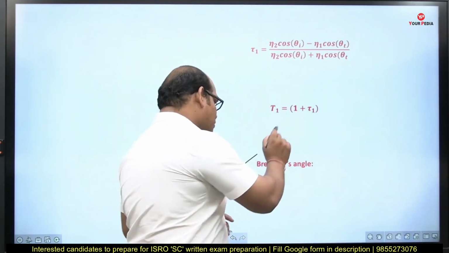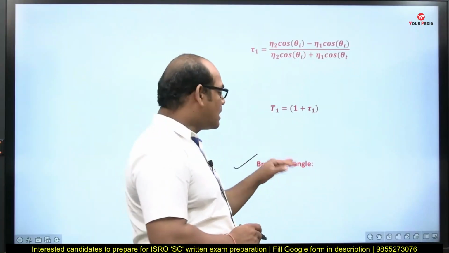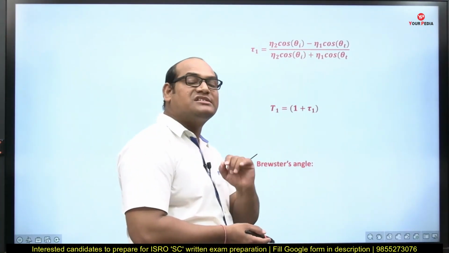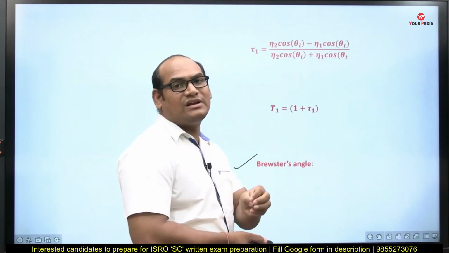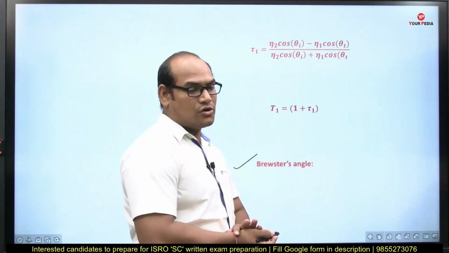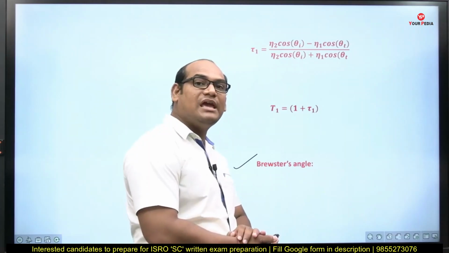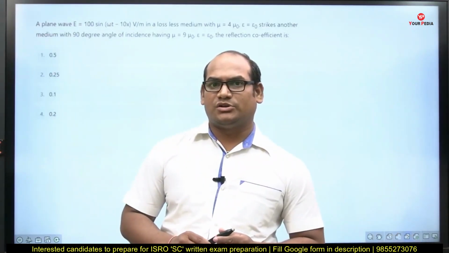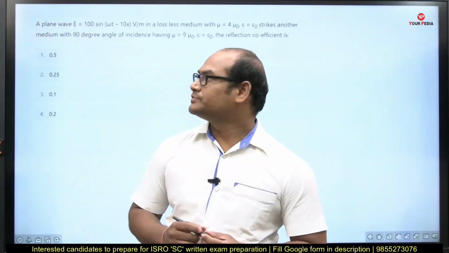And here also the same Brewster angle definition will be available, what we have seen in the parallel polarization. So you need to adjust the theta i in such a way that there will not be any reflection. That particular angle is said to be the Brewster angle. Now we will see the question related to this reflection.